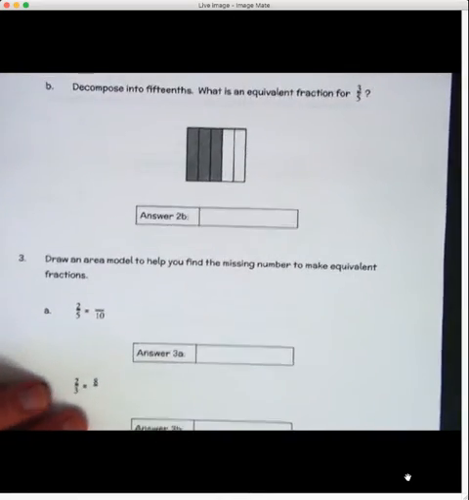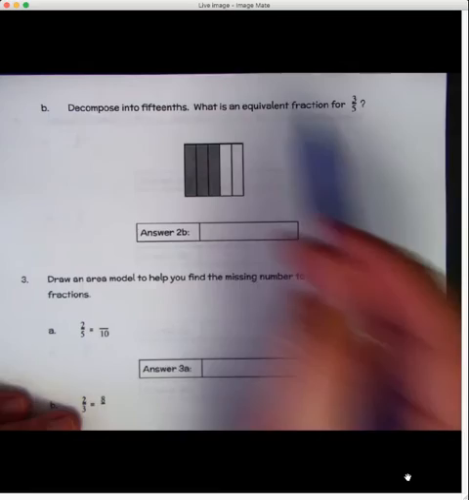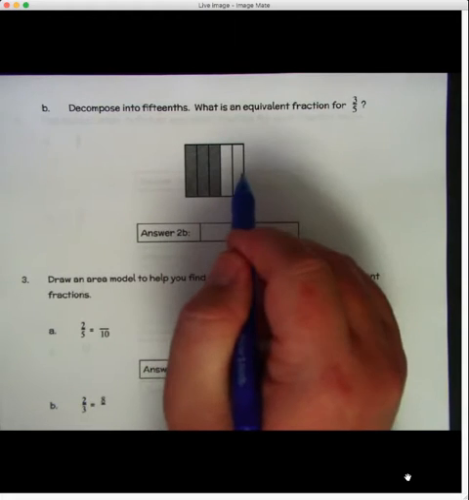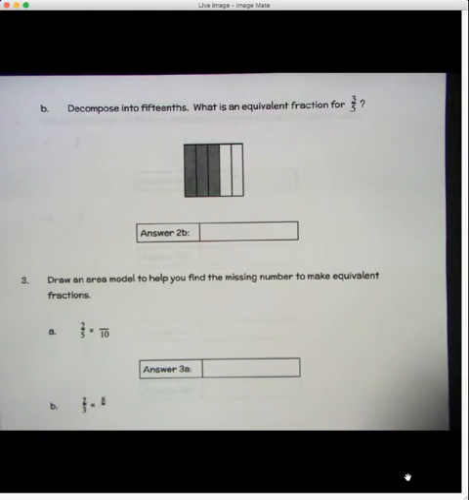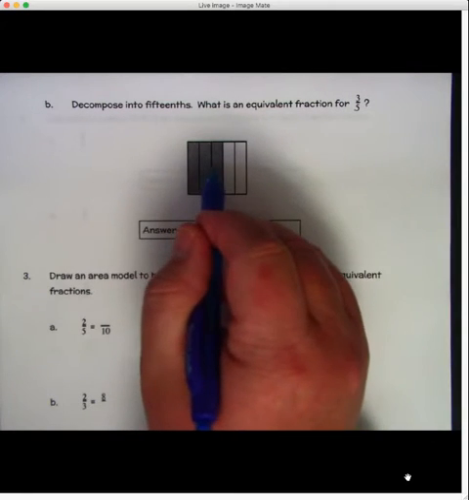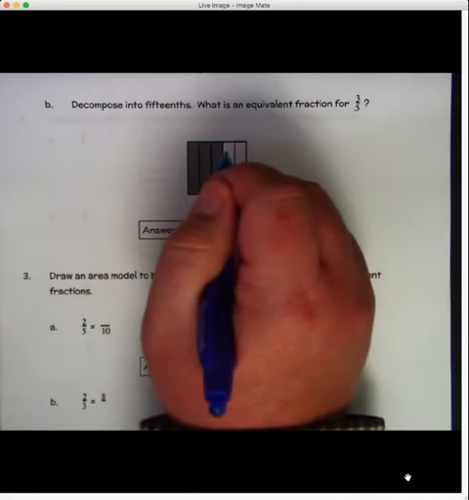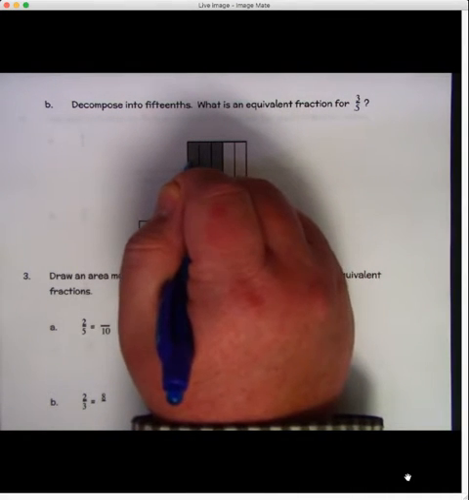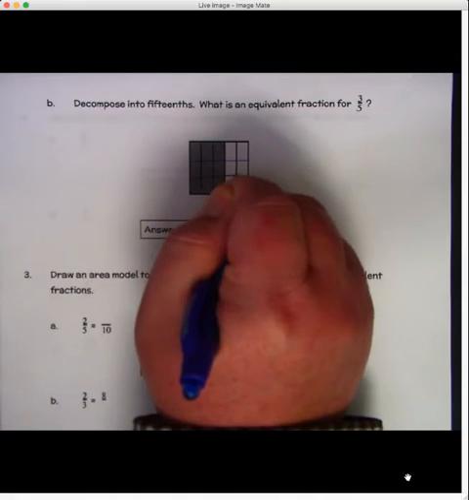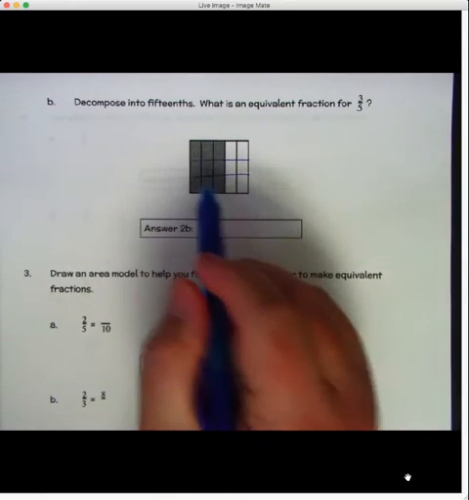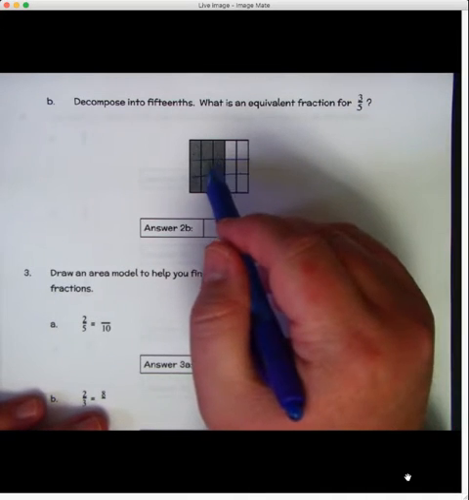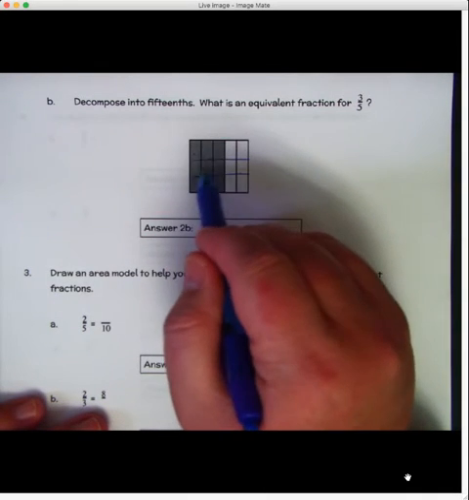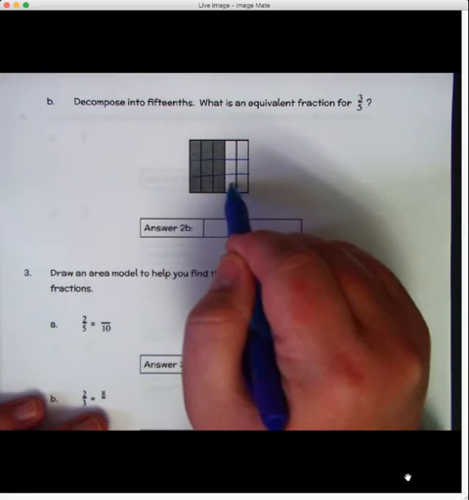It tells us how we are to decompose it. Decompose into 15ths. Well, we've got 3/5. What times 5 is 15? 3 times 5 is 15. So I've got to split these 5 into 3 times as many, which we're going to draw 2 lines to split it 3 times. So each one became 3 now. So how many 15ths? 1, 2, 3, 4, 5, 6, 7, 8, 9, 10, 11, 12, 13, 14, 15.